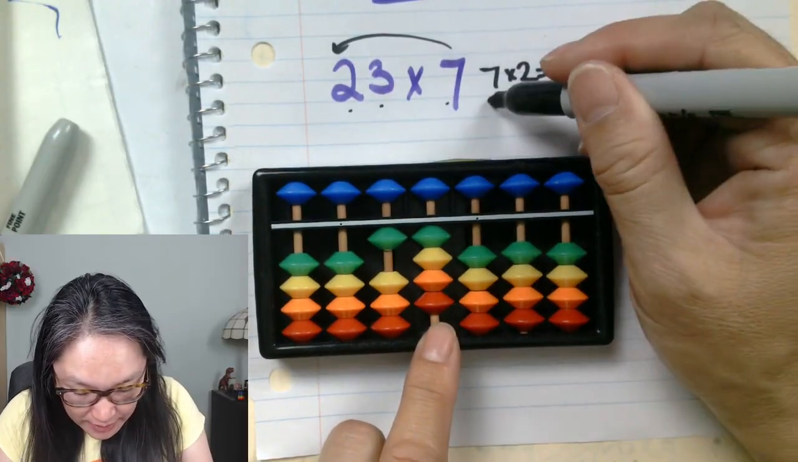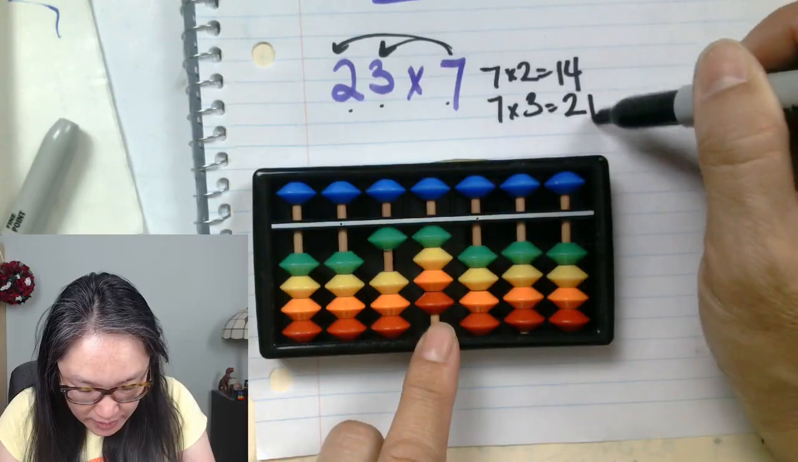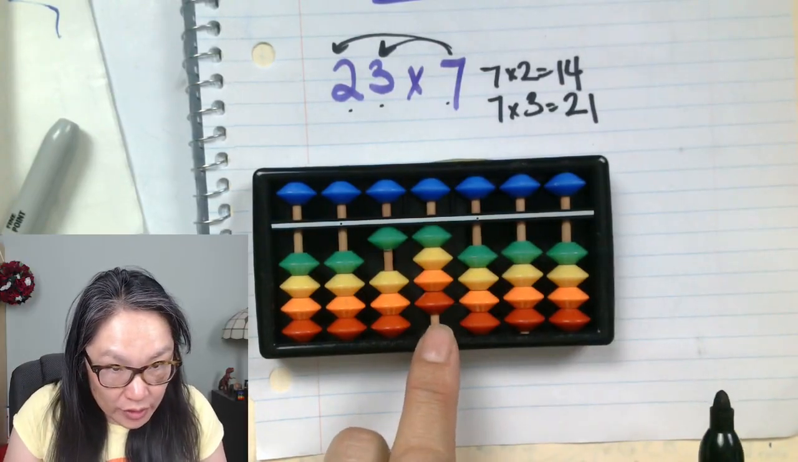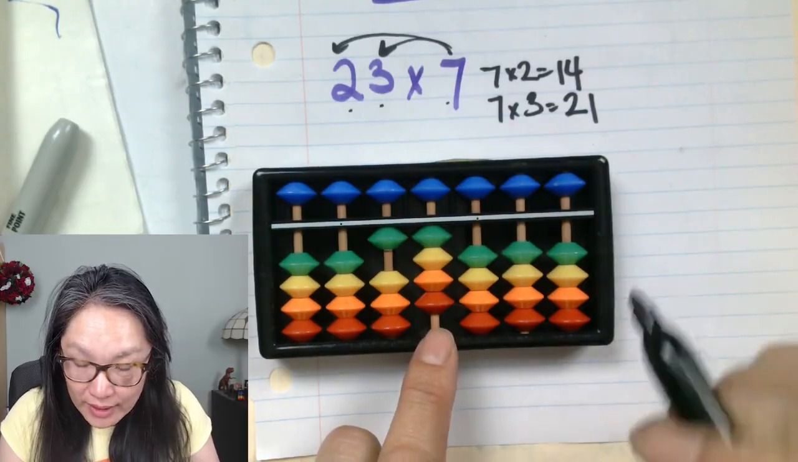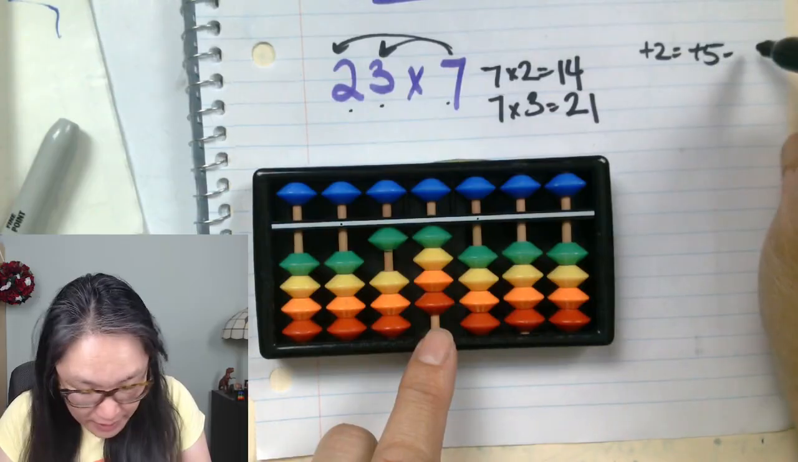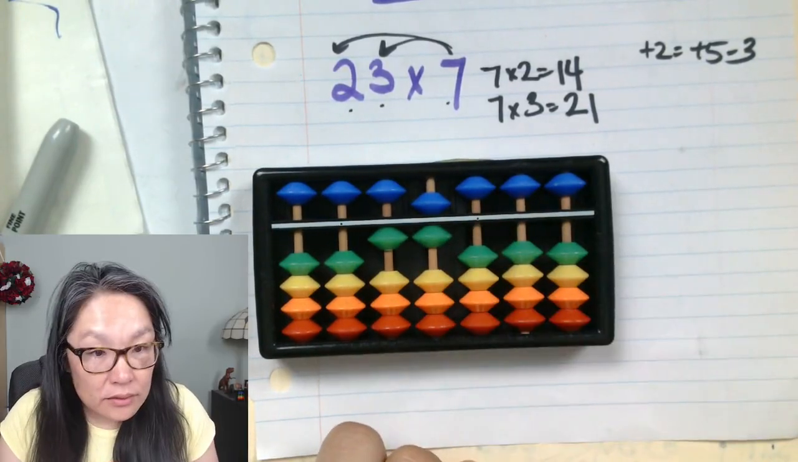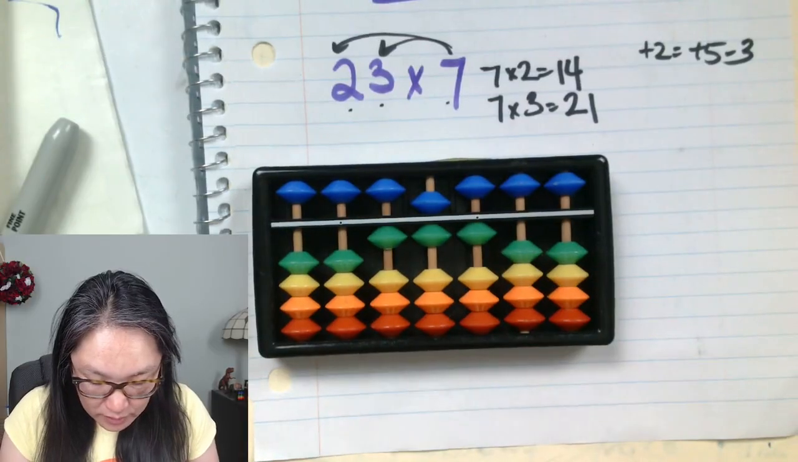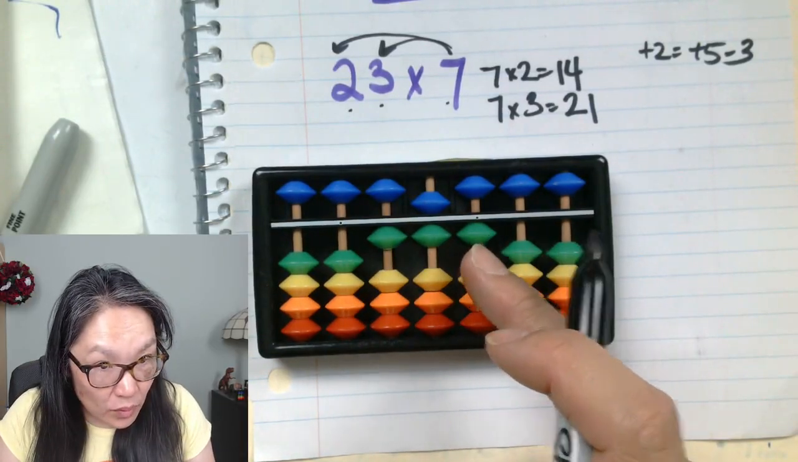And then 7 times 3 is equal to 21. I add 2. I add 1. Oh, wait, I can't add 2. But we know how to add 2. Plus the 2 is equal to plus the 5 minus 3. Add the 5, take away the 3. And then add the 1. So my final answer is 161.